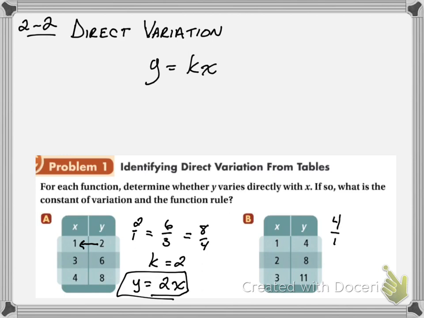Is 4 divided by 1 the same thing as 8 divided by 2, the same thing as 11 divided by 3? Well, 4 divided by 1 is 4. 8 divided by 2 is 4, so that's good. 11 divided by 3 is not 4, so it does not equal that. So your answer here is y does not vary directly with x.